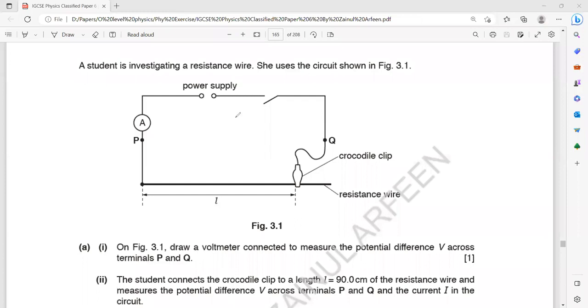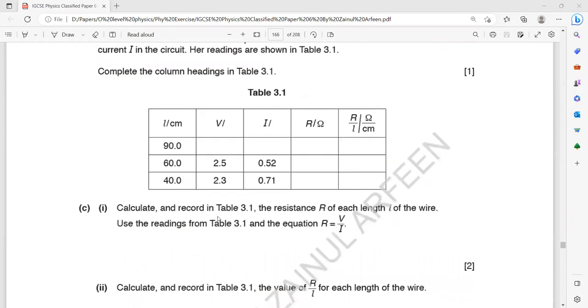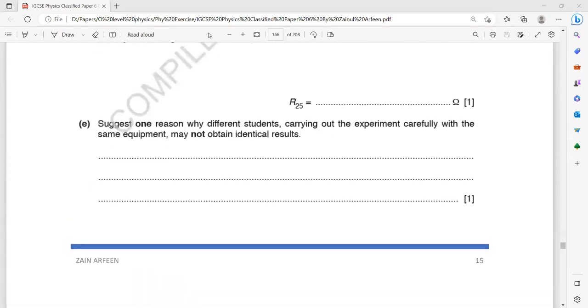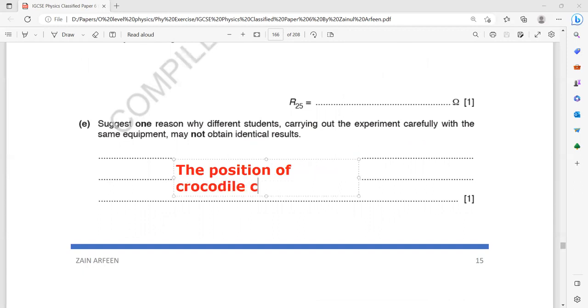We are saying this length is for example 90 centimeter or 60 centimeter or 40 centimeter, but it's hard to identify the exact position of a crocodile clip as it does not have regular edges. So the answer here: the position of a crocodile clip may be different, which leads to a different result. The position of a crocodile clip leads to the different result.